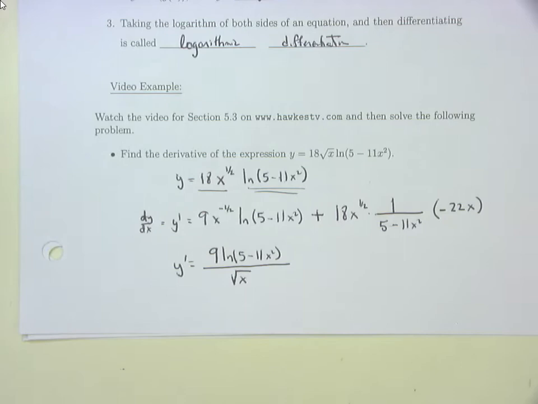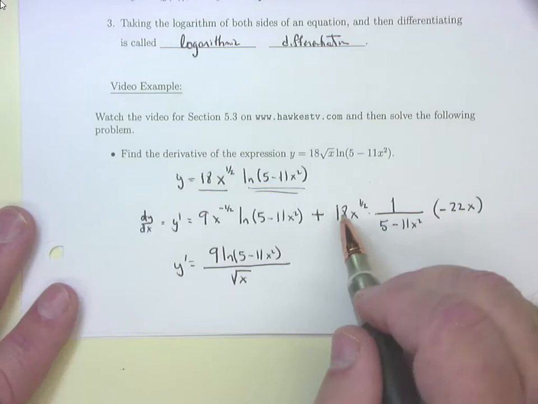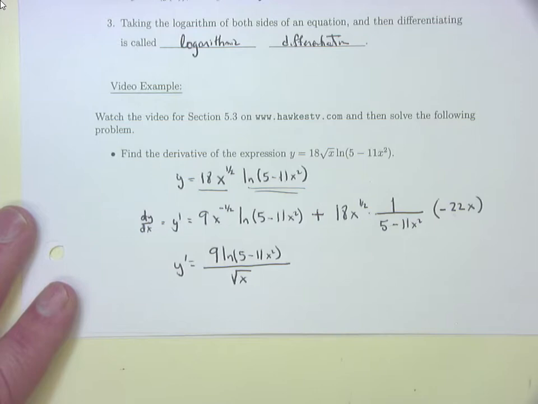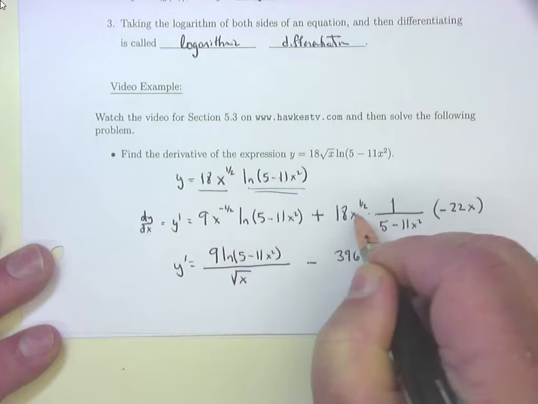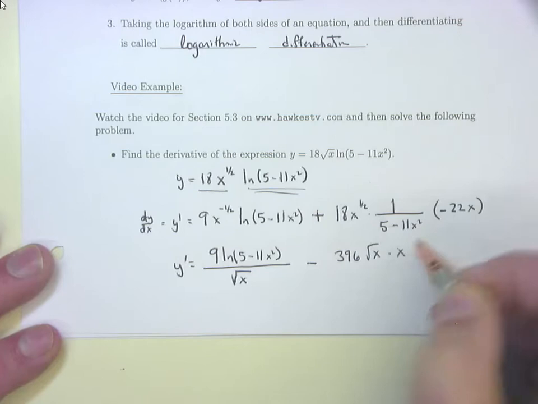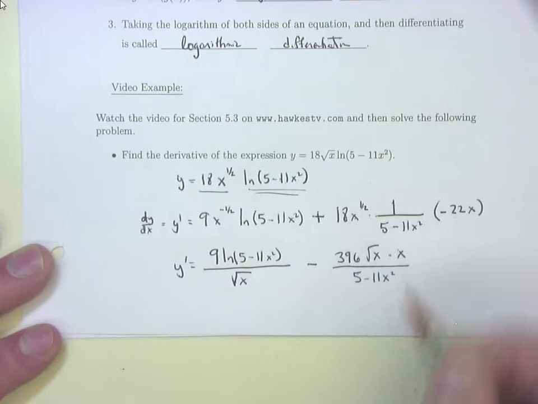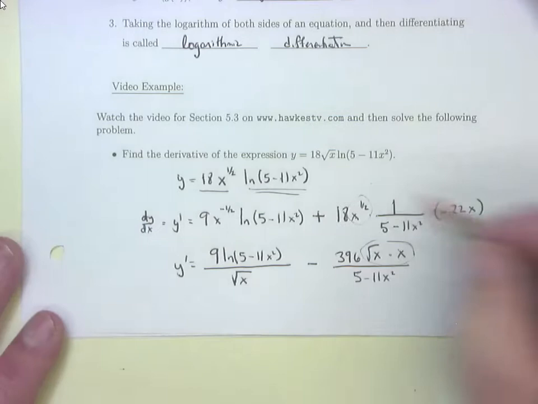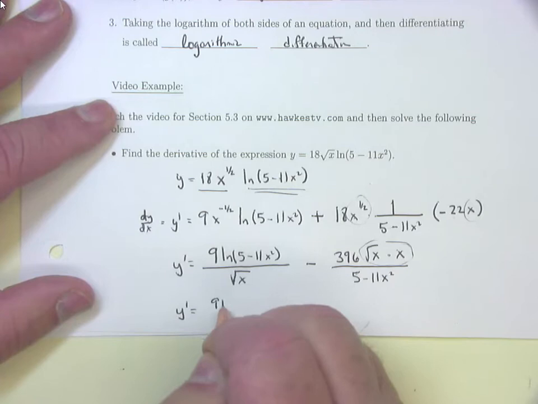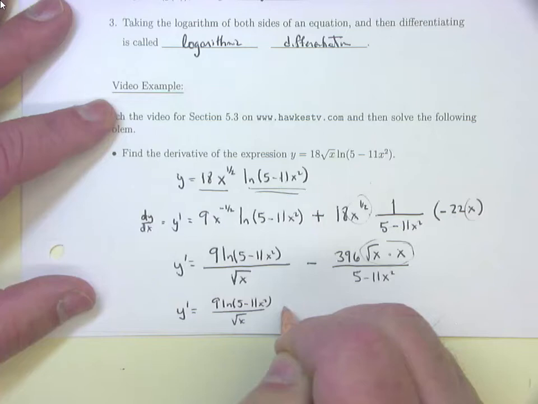This guy here, I'm going to multiply my constants. Positive 18 times a negative 22. 18 times 22 is 396, and that would be a minus 396. X to the 1/2 power is a square root of x, times that other x. You can leave them like that, over 5 minus 11x squared. And if you really wanted to, you could also clean it up in this sense. Either way, y prime equals 9 times the natural log of 5 minus 11x squared over the square root of x, minus 396.